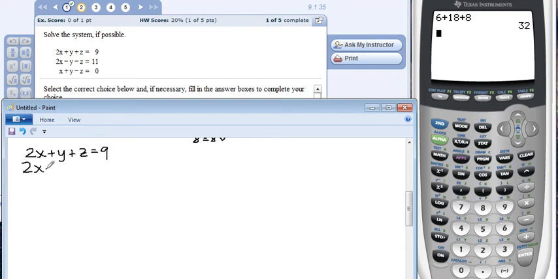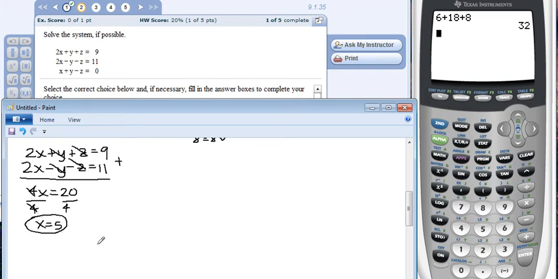So I'm going to stack these. And I'm going to add them. 2x and 2x is 4x. My y's and my z's are gone. 9 and 11 is 20, right? I'm going to actually solve for x. I'm going to divide both sides by 4. So x is 5. One answer.